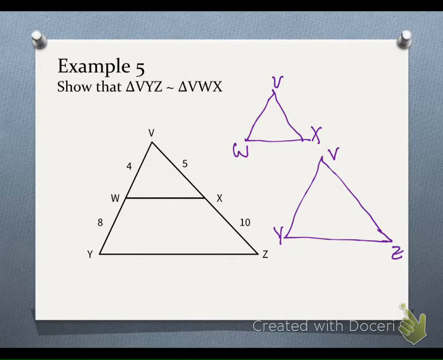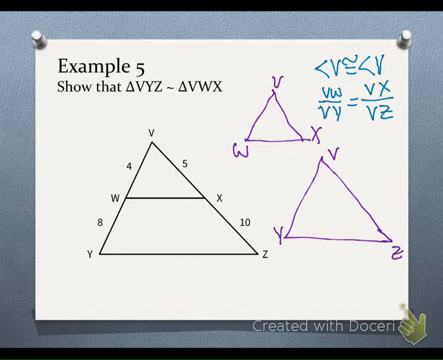So we can say that angle V is congruent to angle V. And now we want to see that the sides that make up that angle are going to be proportional. So I'm going to do VW over VY, and we have VX over VZ.